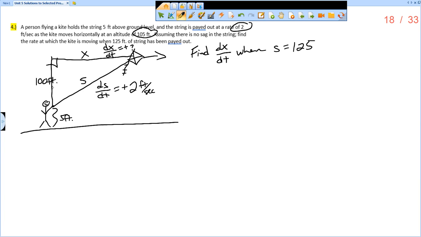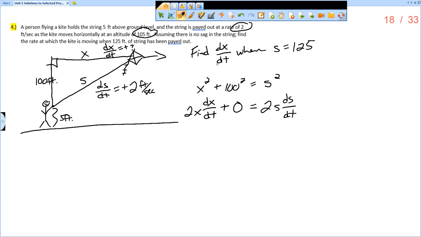And so how are the variables related? Well, this is just a right triangle, so they're related by the Pythagorean theorem: x squared plus 100 squared equals s squared. Now we are ready to take the derivative. The derivative of x squared is 2x dx/dt, plus the derivative of 100 squared. Remember, this is just a constant, so the derivative is 0. The derivative of s squared is 2s ds/dt.